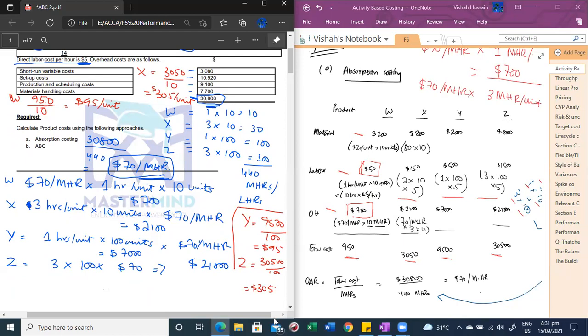All clear? Yes, ma'am. If you guys have any confusions, you may ask right now so that we can move towards ABC. Ma'am, where did we end the questions? The question ends at total cost. Or if the requirement asks you cost per unit, then the question ends at that point. This is just the working that has been done below.